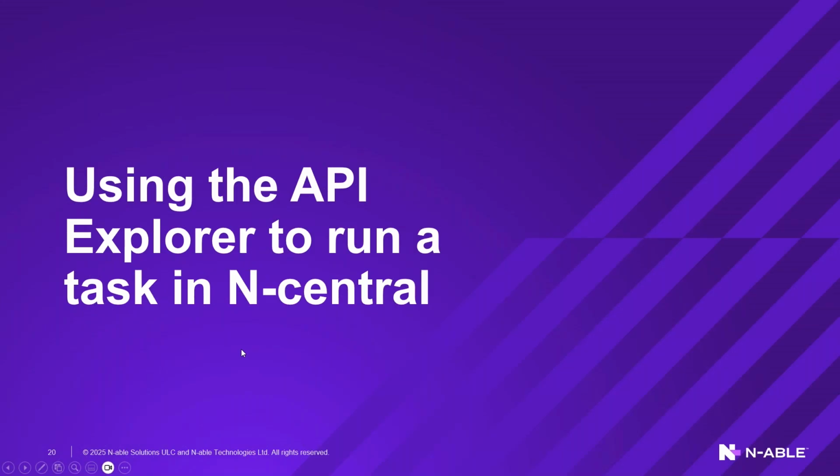So next we're going to look at using the API Explorer to run a task in N-Central. So if you're looking at integrating a ticketing solution or PSA solution with your N-Central environment, you might want your technician to be able to trigger an action from your N-Central server when something is reported within your ticketing solution. So having the ability to actually schedule and run a task will allow you to do that via your PSA solution as well.